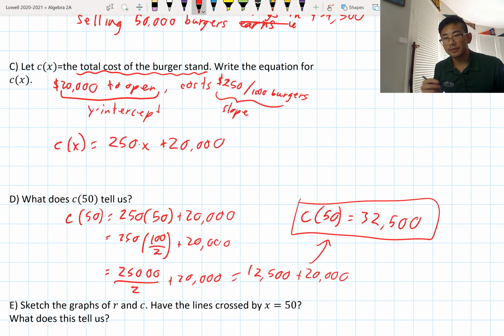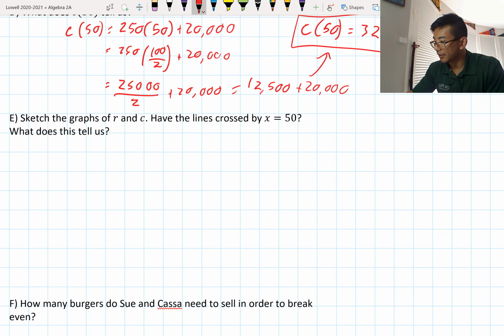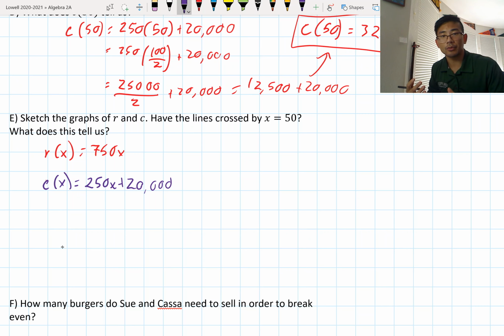Okay, so now let's actually graph this just to see what's happening here. If I remember correctly, our equation for our revenue is 750x, and our equation for the cost, I'll do it in purple here, is, let's see, what did we say? 250x plus 20,000. So I'm actually just going to pull up the graph in Desmos and then paste it here.